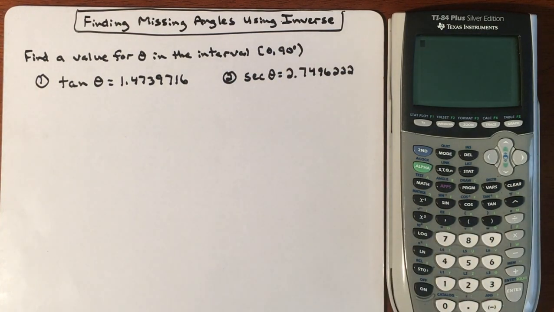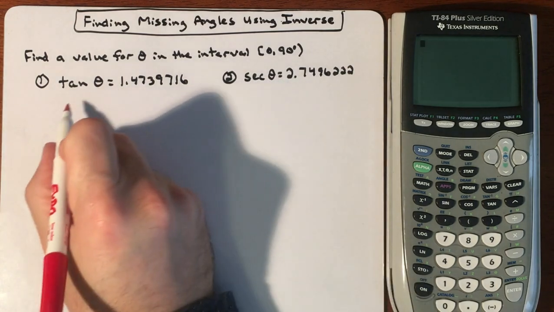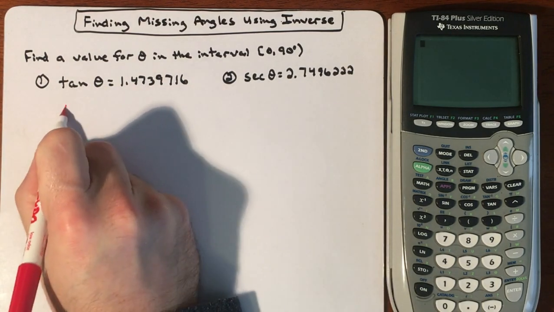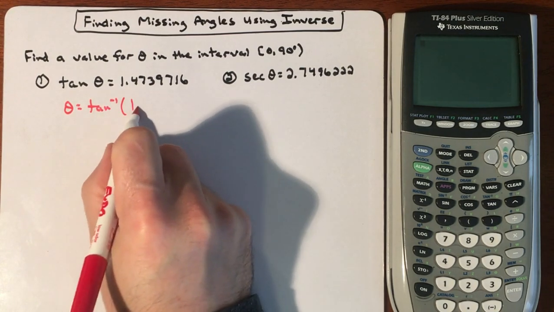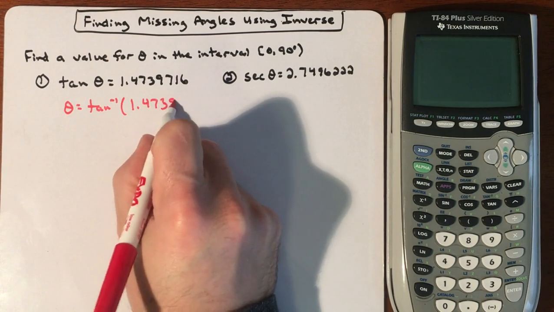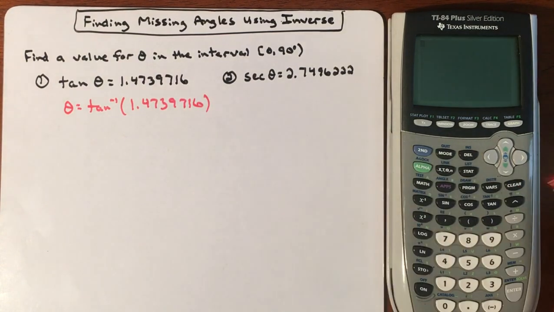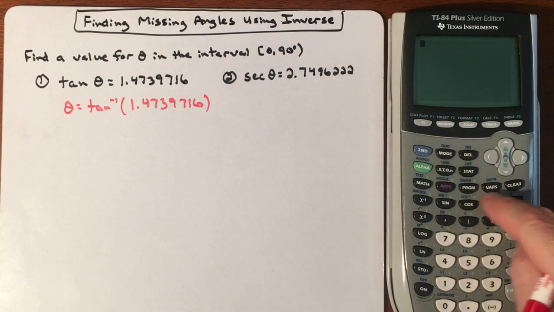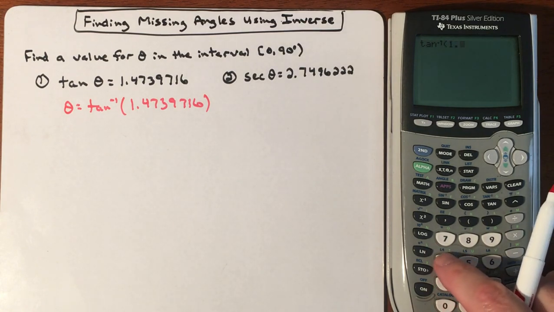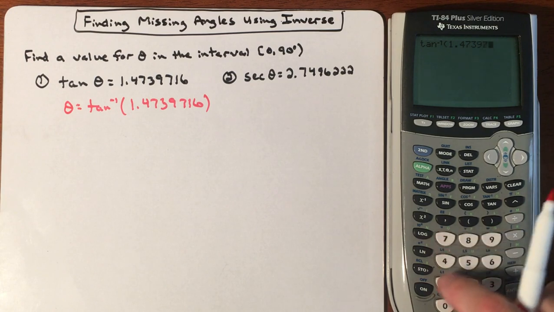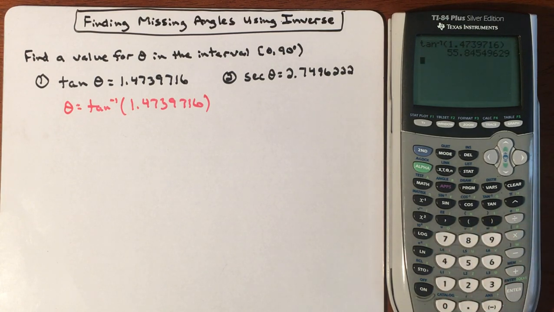So we're going to be using the inverse, which means if tangent of theta equals this decimal, then theta is going to equal the inverse tangent of 1.47397116. So that is when we use this row on your calculator. We're finding a missing angle, so we're going to undo, or do the inverse, to figure it out. So it is inverse tangent of 1.47397116. And then we let the calculator do its thing.